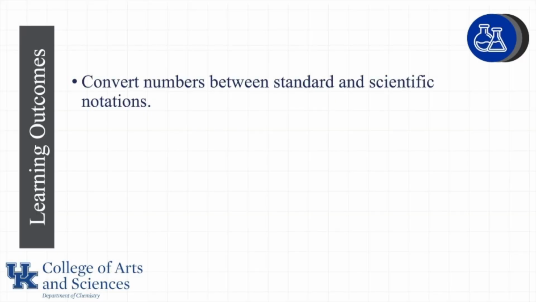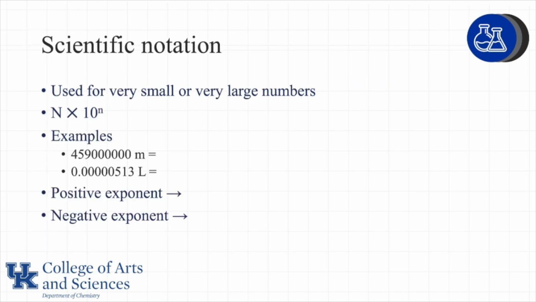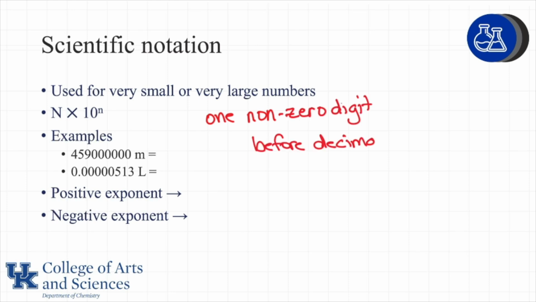In this lesson, we'll learn how to convert numbers between standard and scientific notations. Scientific notation is simply used to make it easier to write numbers down. We particularly use this for very small or very large numbers. When writing numbers in scientific notation, we must have one and only one non-zero digit before the decimal point.